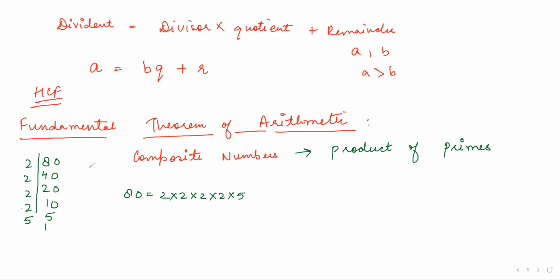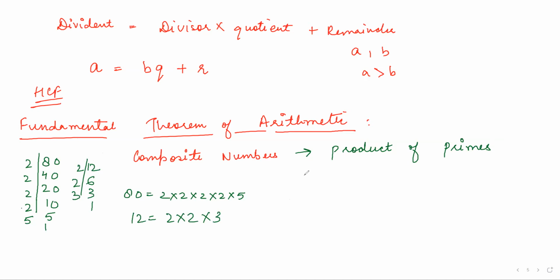Let me take a smaller number. Let's say I have 12, right? So 12 can be written as 2 into 6, 2 into 3, 3 into 1. So 12 can be written as 2 into 2 into 3. Understood?